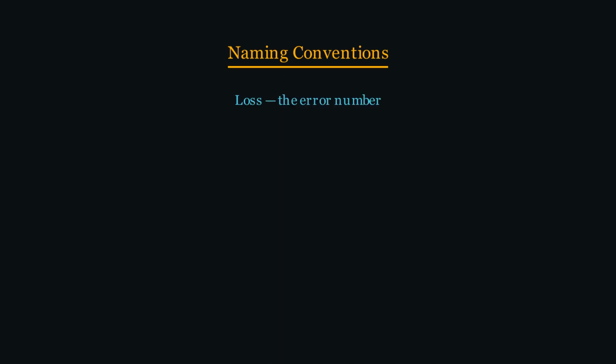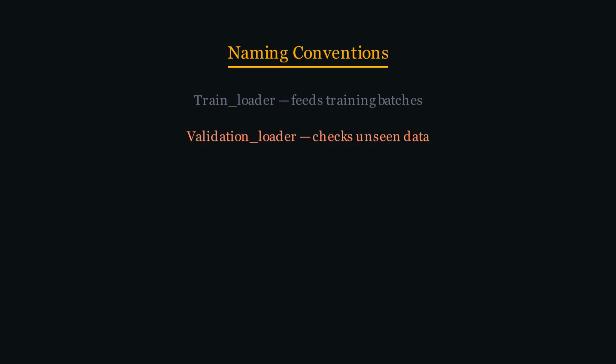The single number measuring error is called loss. The model itself is simply called model. The object that updates its parameters is called optimizer. Two DataLoaders round out the naming list. The one that feeds training batches is called train loader, and the one that checks progress on unseen data is called validation loader. Why keep two separate data loaders?